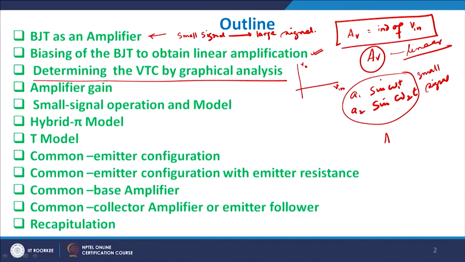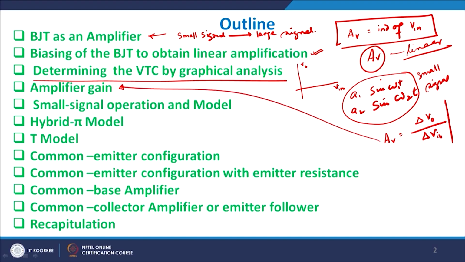If you vary V in, how does V out vary? We therefore need to find AV as del V out upon del V in. That is what we get as the voltage gain or the amplifier gain. That is what I was talking about in the fourth part of our lecture, where the amplifier gain will be discussed, and on what factors the amplifier gain depends, we will be looking into.